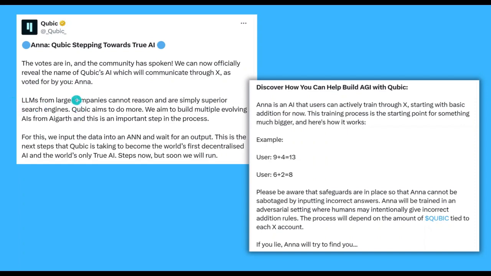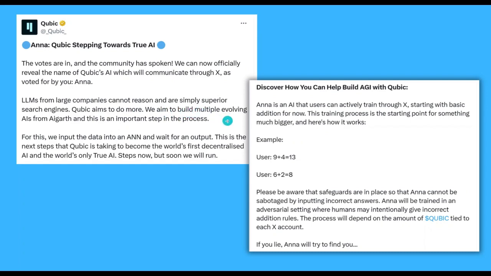So large language models from large companies cannot reason and are simply superior search engines. So basically, when you think of ChatGPT, well, I can't even think of the name of Google's one right now. I'll call this baby brain right now. Or Grok from Twitter. They're just large search engines, basically, with some predictive capabilities, but there's no intelligence in them. But Qubic aims to do more.